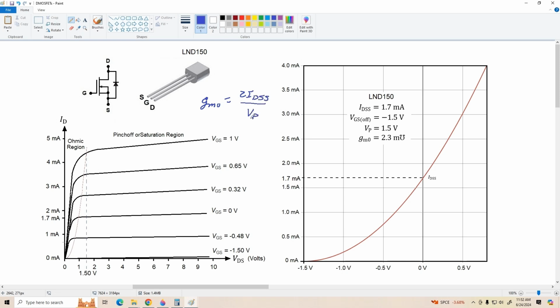All right, now one thing I want to point out is that these parameters are extremely consistent from one device to the other. I picked 10 random LND150s to do measurements on, and they all came up pretty much right on the money with these values. And that's one of the nice things about MOSFETs, both depletion mode and enhancement mode, is that their parameters are very, very consistent. Unlike JFETs, which can vary all over the place, these ones are very tight.